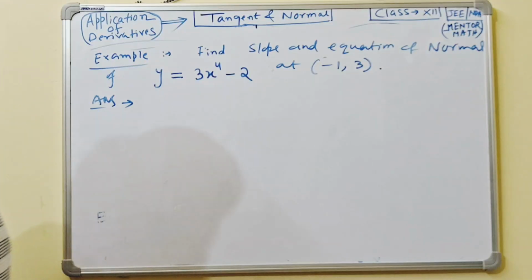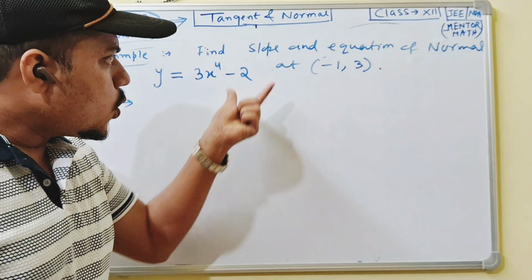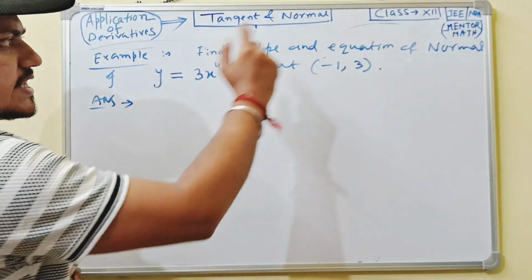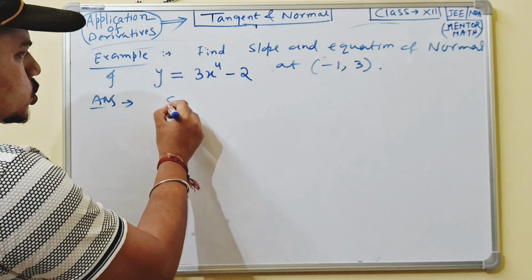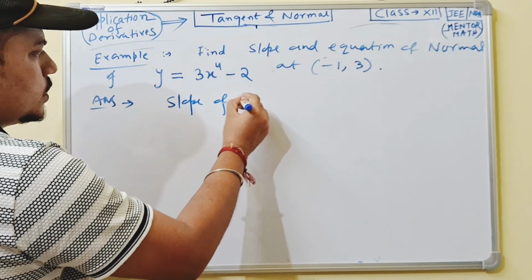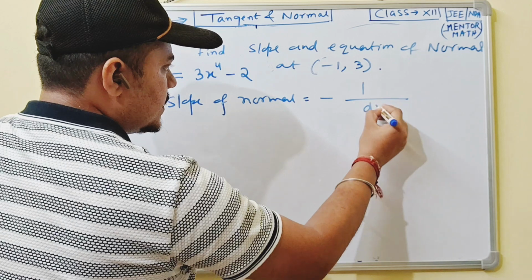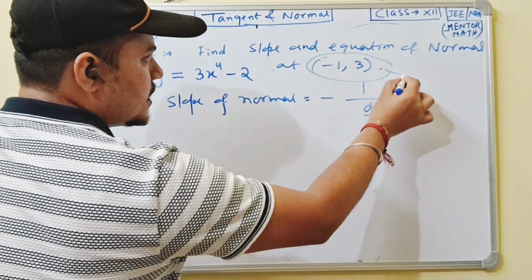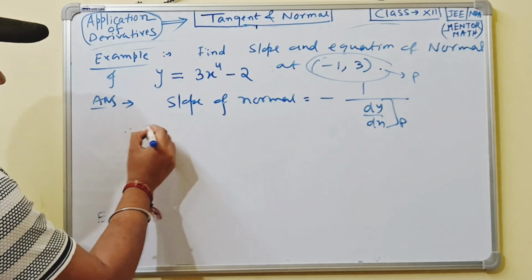Note please. Now comes another question regarding the slope and equation of normal. You have to find the slope of normal as well as the equation of normal. So how do you find it? Let's see. You know that the slope of normal is equal to minus 1 by dy/dx at a particular point P, and here the particular point is P equal to (-1, 3). So first of all we have to find dy/dx.